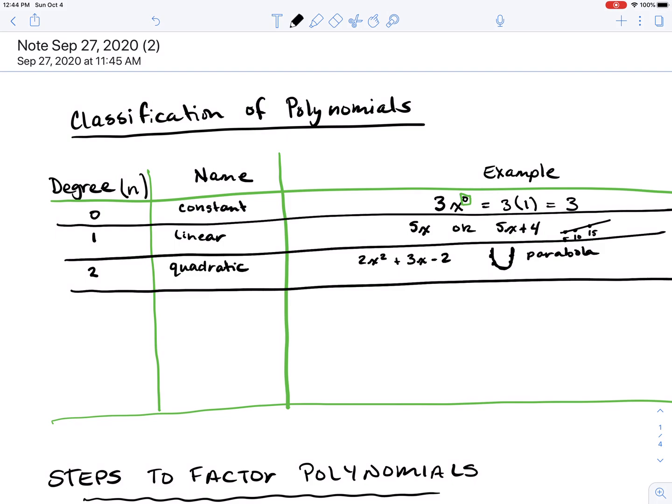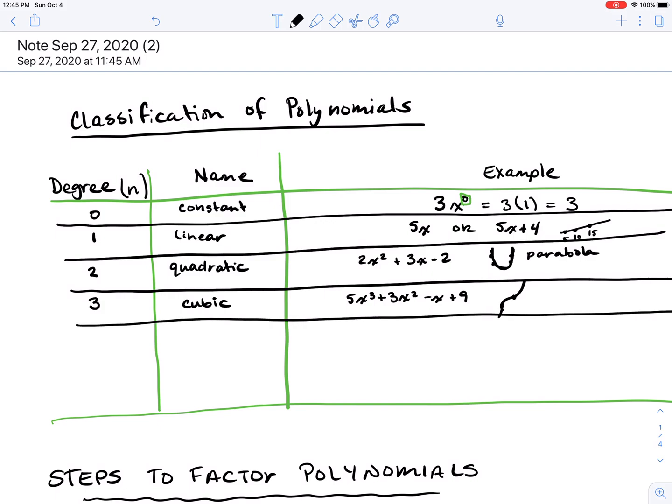If we look at the example of exponent 3, as in the example of 5x cubed plus 3x squared minus x plus 9. We call these cubic. Like a lot of things with 3, cubes, cubic. And these ones sort of look like that. So they have a little inflection point on them if you look at a graph.